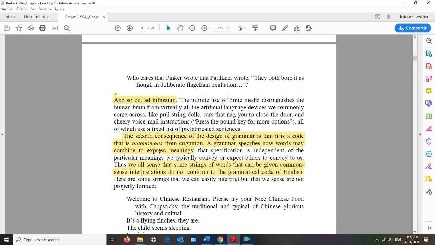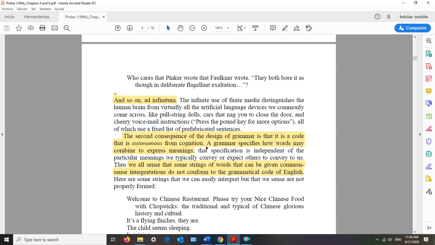Here, pointing to the fact that Chomsky believes that grammar is modular, that the ability for language is part of a module, separate from other cognitive abilities we have. For example, as I was saying, the ability for creating categories, categorizing the world to better understand what happens around us.